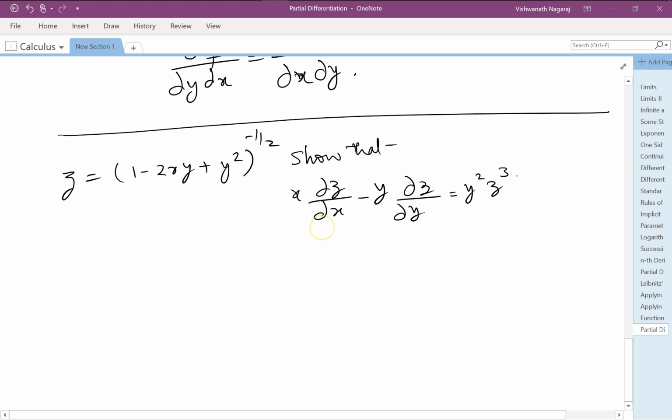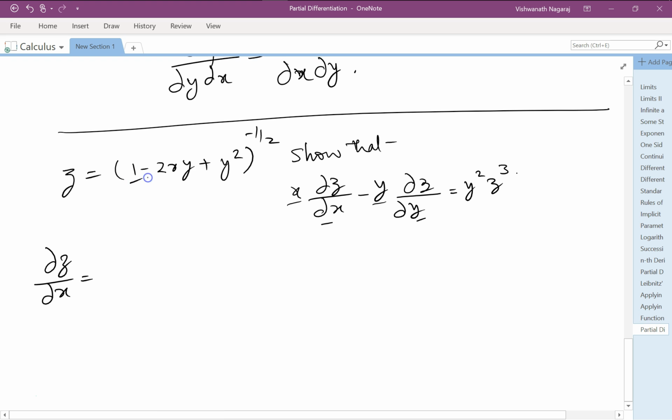You will arrive. Don't make algebra mistakes. Now here we require what? We require to calculate these two and then multiply respectively with x and y and simplify to see whether we arrive at y square z cube. So dou z by dou x. So here y is going to be treated as constant. So this itself is a constant. This is a constant. So we have to only take care of minus 2xy.